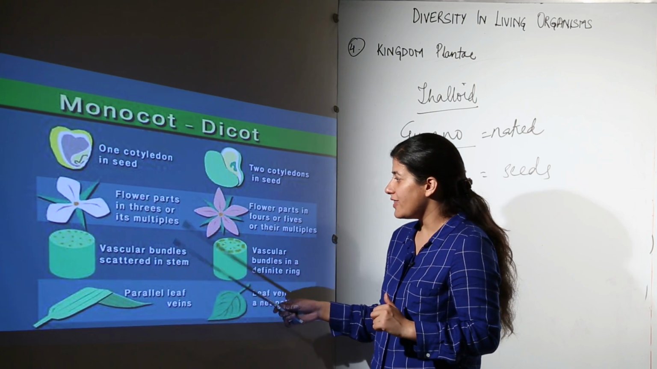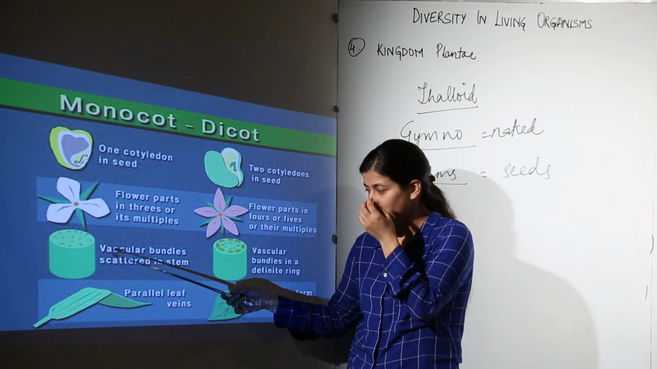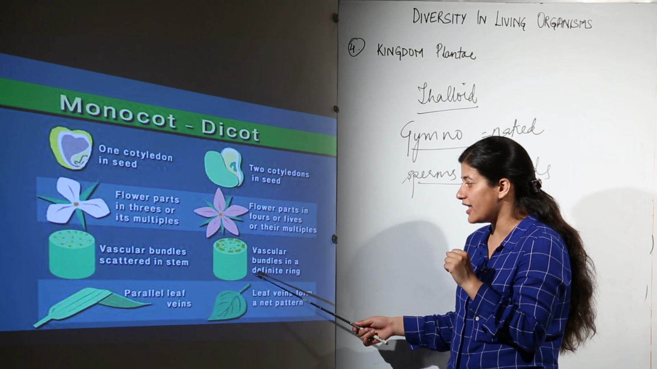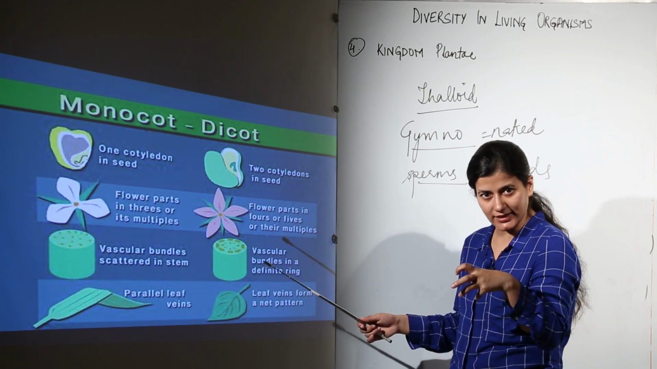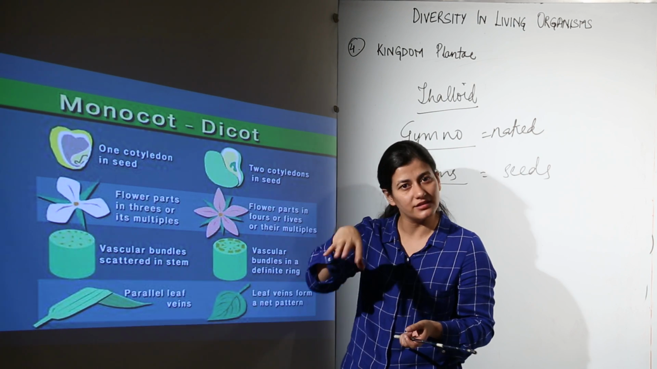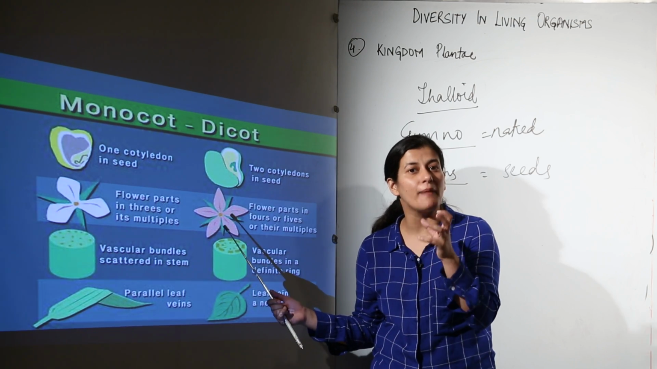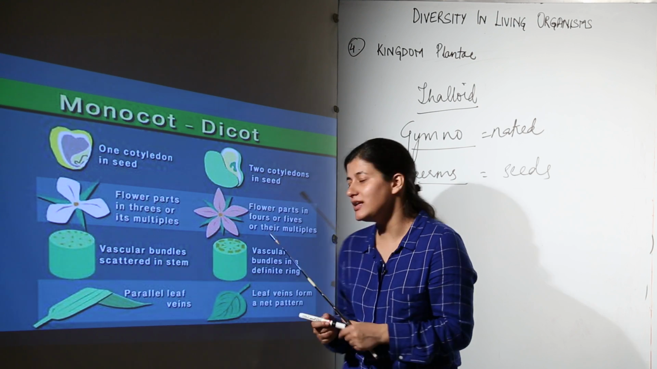Then the vascular bundles for the conduction of water and other food material are scattered in the stem in monocots, and in the case of dicot they are in a ring pattern, they are not scattered just like that. In this case you can take the example of watermelon where you find the seed scattered randomly, and in this case the vascular bundles are forming a ring pattern. Okay, and the last one is that you would find parallel leaf veins.